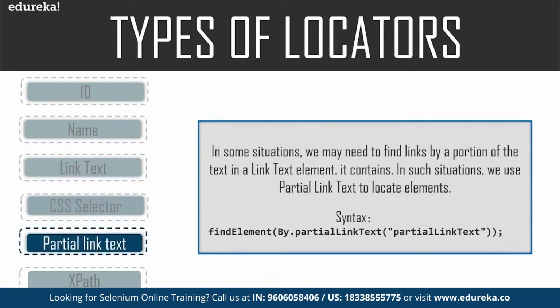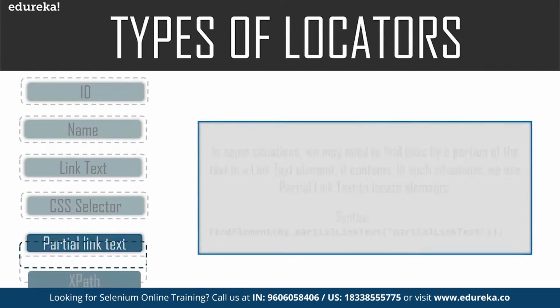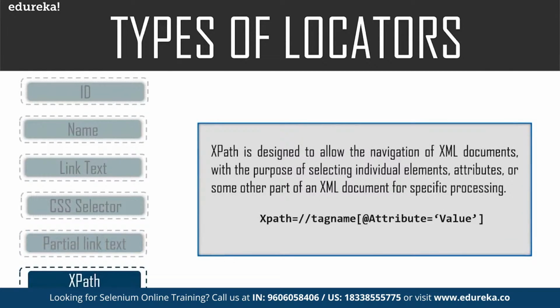Now let's discuss partial link text. In some situations, you may need to find links by a portion of the text in the link text element. In such situations, we use the partial link text to locate an element. The syntax goes something like this: find element by partial link text, where you provide the partial link text of the element. So this is about the partial link text. Now let's move on to another important element locator in Selenium, that is the XPath.